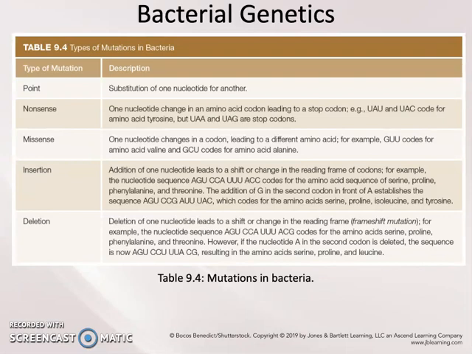This is what's referred to as a frame shift mutation because it changes the reading frame. These frame shift mutations change not just the amino acid at the location of the mutation, but they also change all of the amino acids after that. And that results in, of course, a dramatic change in the protein function.